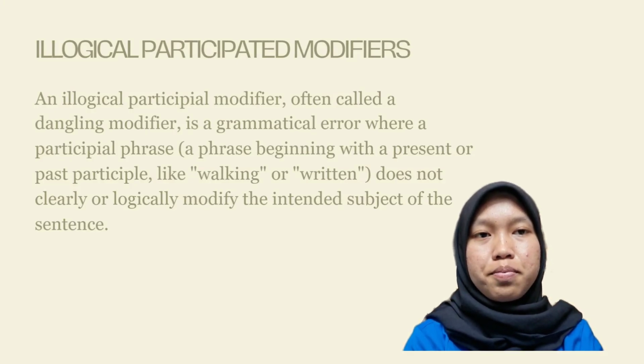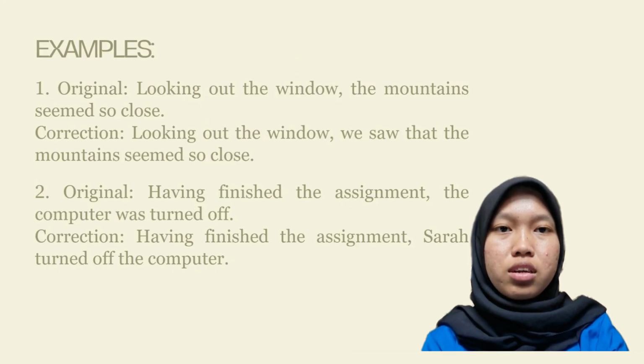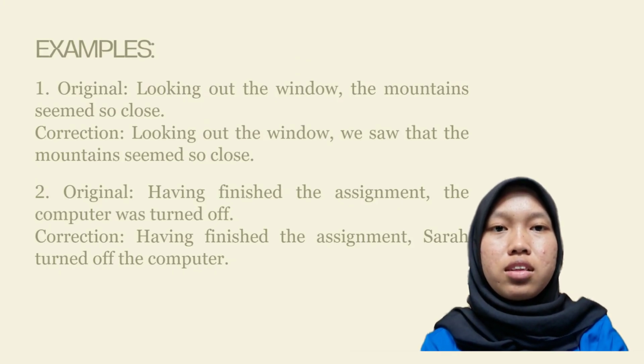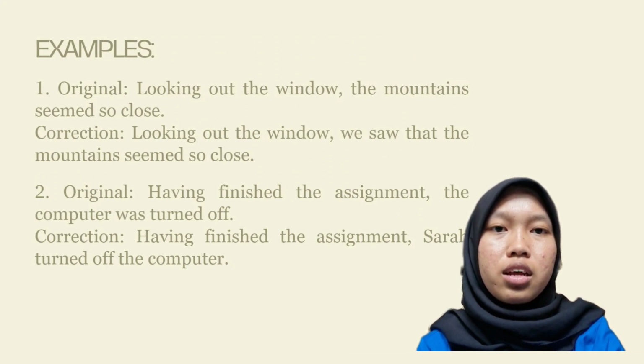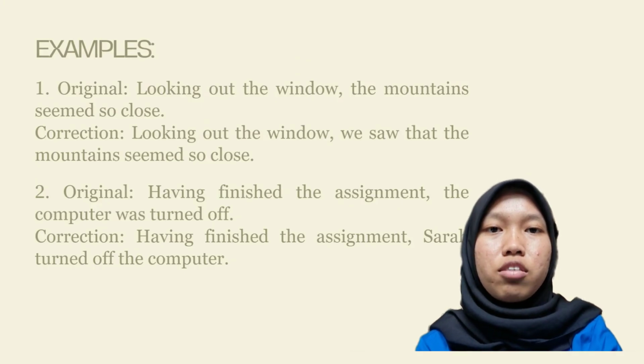writer intended. From example 1, the original sentence illogically suggests that the mountains are looking out the window. The revised sentence fixes this by adding the subject "we" to the main clause, making it clear that we are the ones performing the action of looking.